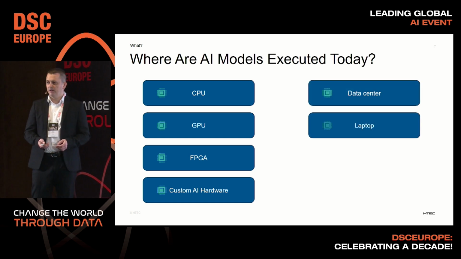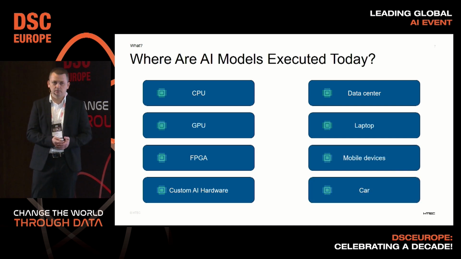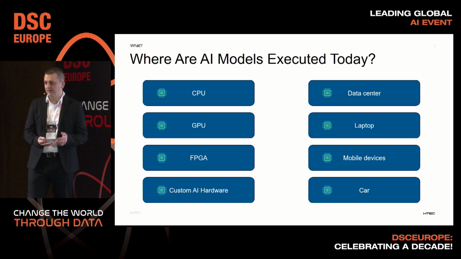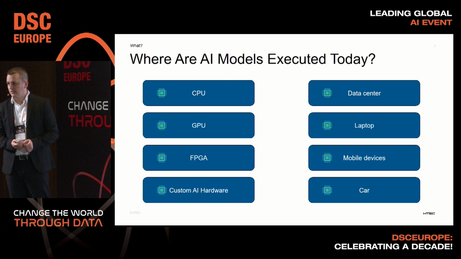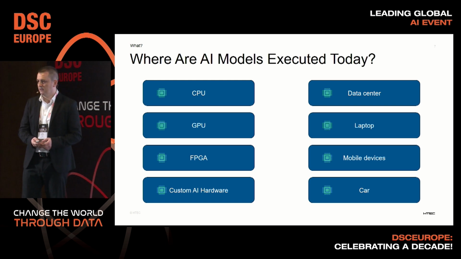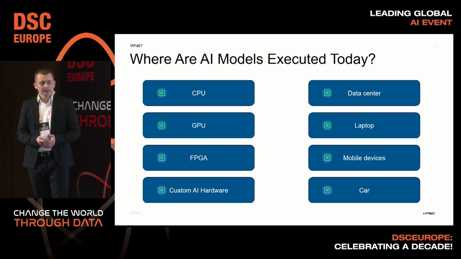And now, if we are talking about use cases or domains, or where the actual models are executed, we can talk about data centers, laptops, mobile devices, cars, and also some low-power devices that, for example, should be always on, listening for something and producing some outputs to you.